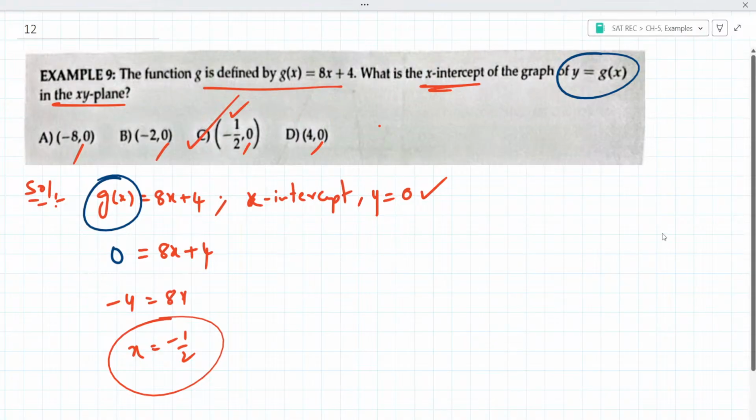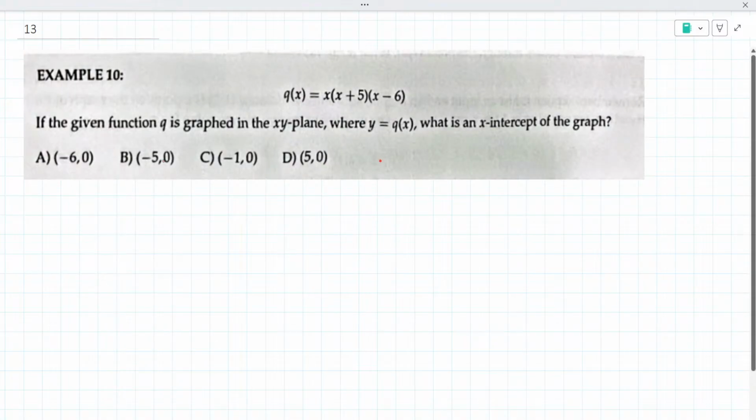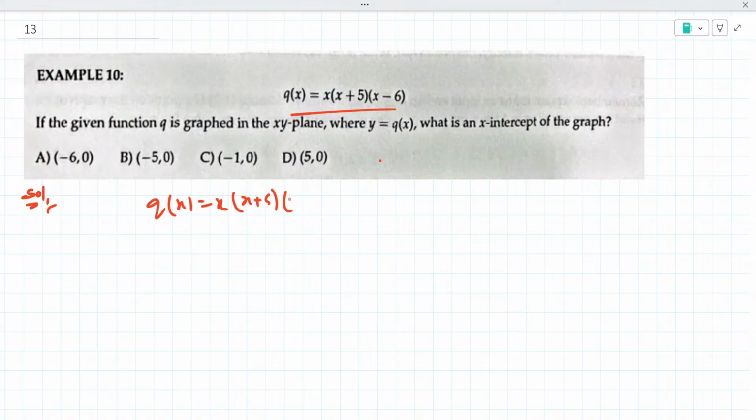Let's go for the 10th example. So q of x equals x into x plus 5 and x minus 6. If the given function q is graphed in the xy plane where y equals q of x, what is the x-intercept of the graph? y equals q of x. They are asking for the x-intercept of the graph.